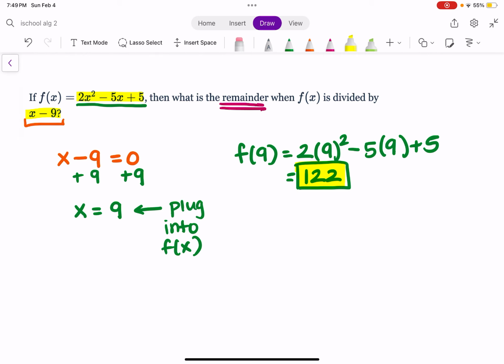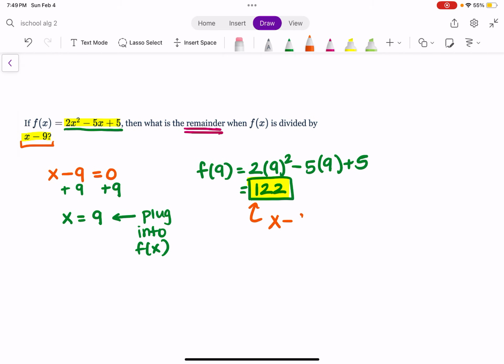So this actually tells you something, right? Because if something is a factor, the remainder is always going to be 0. So since the remainder is 122, not 0, we know that x minus 9 is not a factor of f of x, right? Because again, the remainder was not 0. Therefore, it is not a factor. Okay, so that's just remainder theorem. It's pretty straightforward. It's pretty easy.